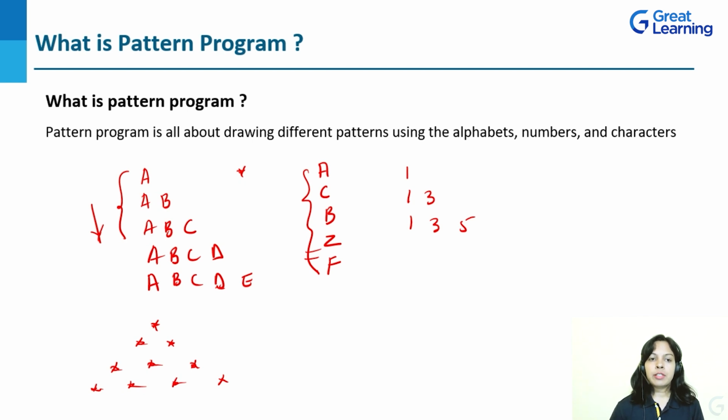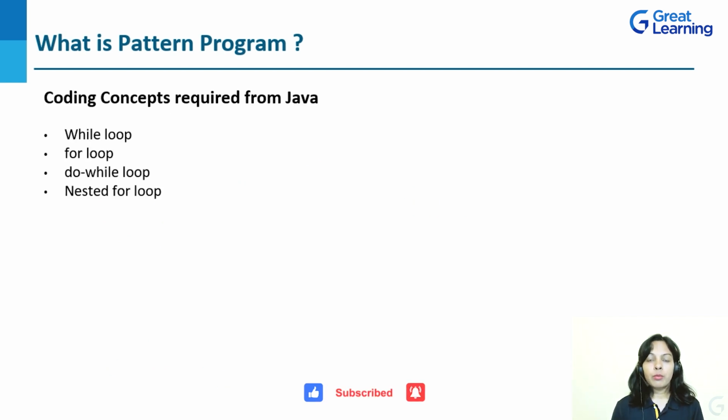These are examples of different patterns that can be created with the help of alphabets, numbers, and different characters. One of the characters widely used is the star. And all these can be programmed using any programming language. Now, what are the coding concepts from Java that you need to know to write a program for these patterns? These are the looping constructs which you need.